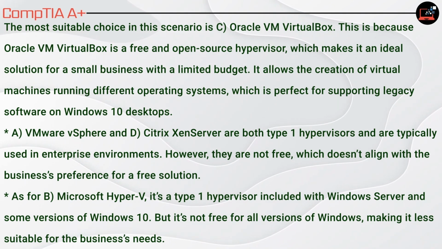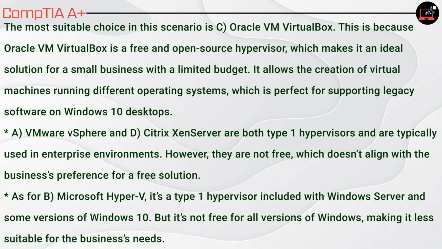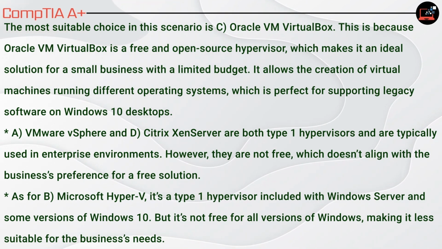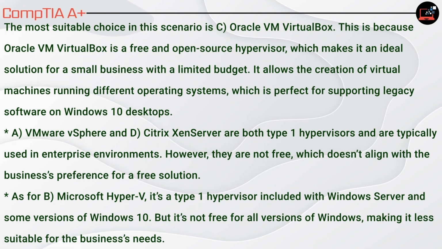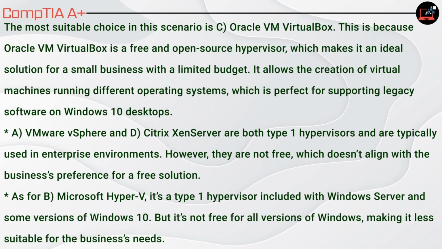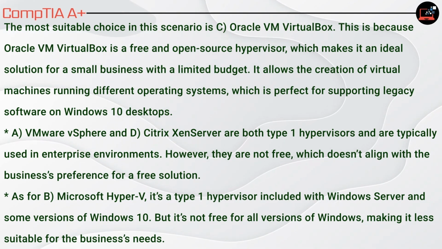A. VMware vSphere, and D. Citrix XenServer are both Type 1 hypervisors and are typically used in enterprise environments. However, they are not free, which doesn't align with the business's preference for a free solution. As for B, Microsoft Hyper-V, it's a Type 1 hypervisor included with Windows Server and some versions of Windows 10, but it's not free for all versions of Windows, making it less suitable for the business's needs.